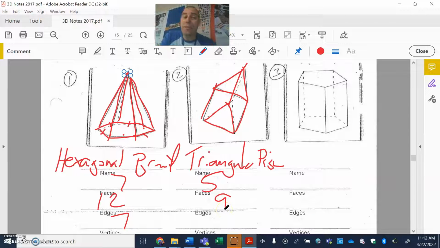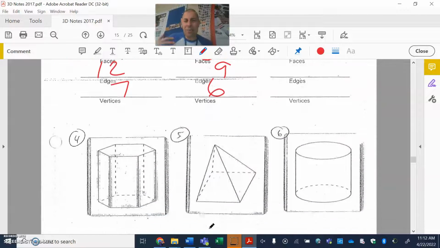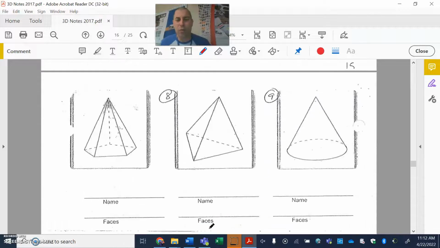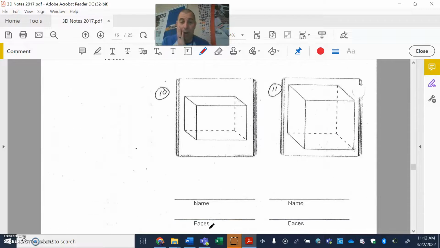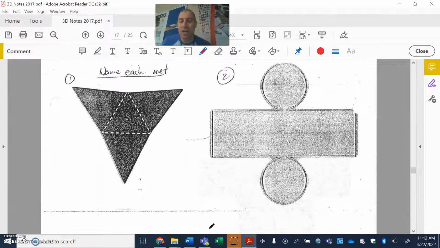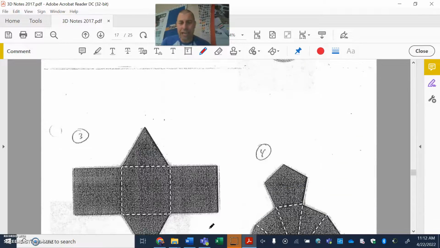And then vertices. Remember, these are your corners. So I've got the 1, 2, 3 that's at the bottom. I got the 1, 2, 3 at the top. So I'm going to have a grand total of 6 that we're looking at. So again, being able to visualize is part of what we're working on here. Let's keep on going and see what else is here. A little naming that's there.